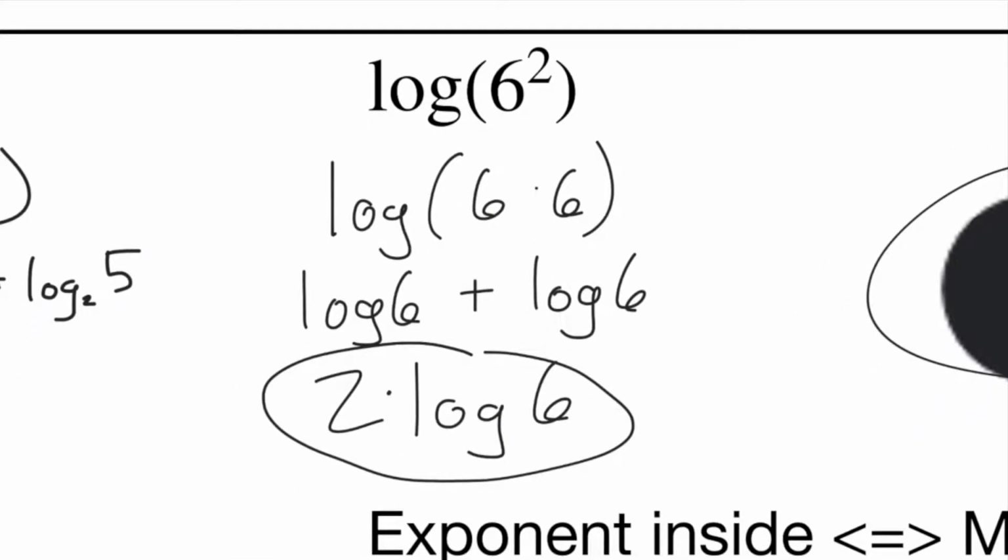Same pattern holds here. Log of 6 squared, that would be log of 6 times 6. And it's the same trick over and over again. You might as well just jump straight from here down to here. You can take this 2 as an exponent and move it out in front. An exponent on the inside becomes multiplication on the outside.